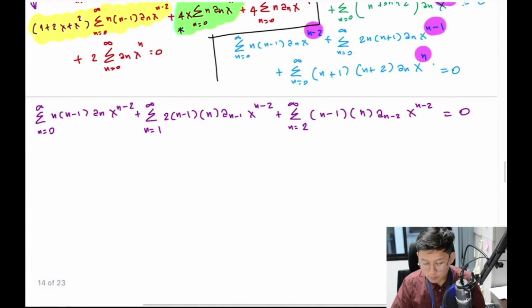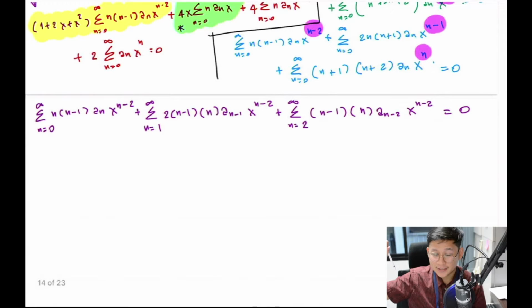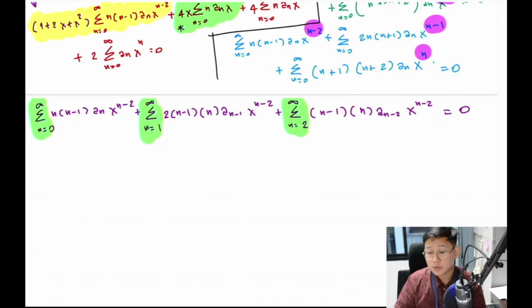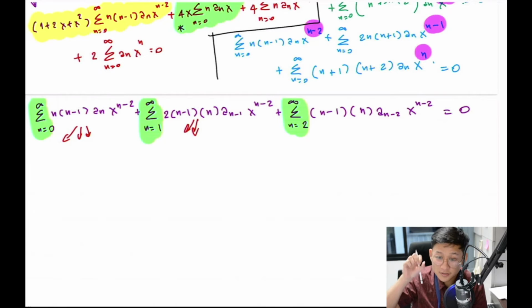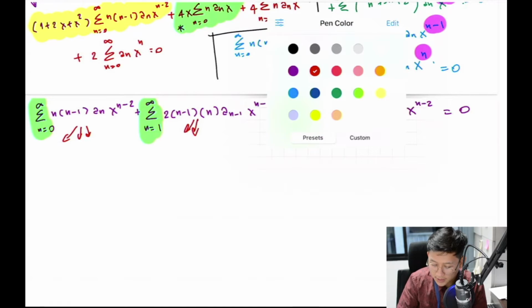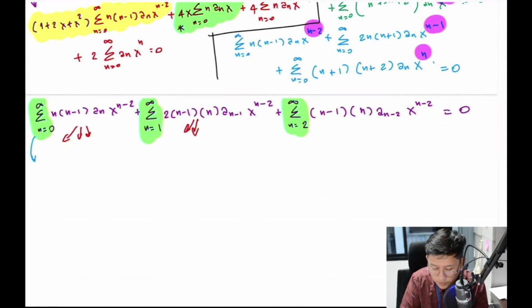And right now we have the same exponents, right? Which is x to the n minus 2. After that, we need to change the summation to be the same. And here you can see that it's summation from 2 to infinity, 1 to infinity, 0 to infinity. So we can split this guy, and this guy as well, to make it summation from 2 to infinity.